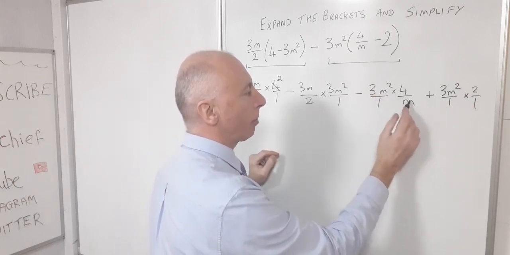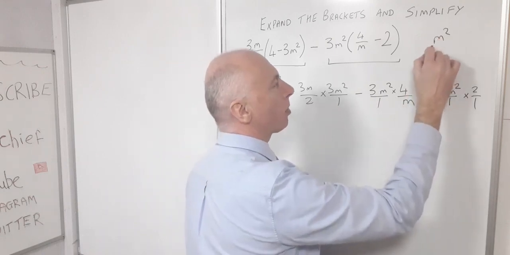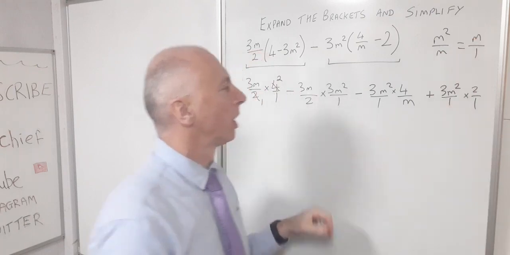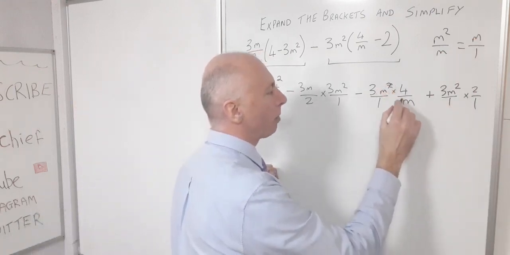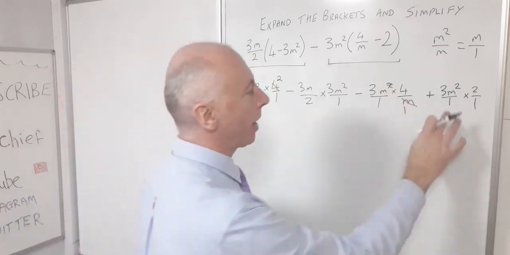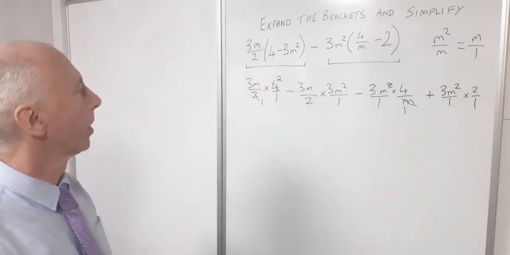So m squared divided by m is just m. And if I write it like this, m squared over m, that just becomes m over 1. So that's how I'm going to write this. So cancel that squared term and just write that as a 1. And that will take care of that. And then here, 1s in the denominators, I can't do any more with that.